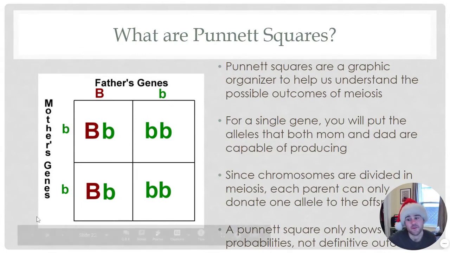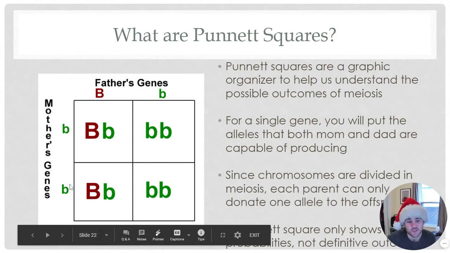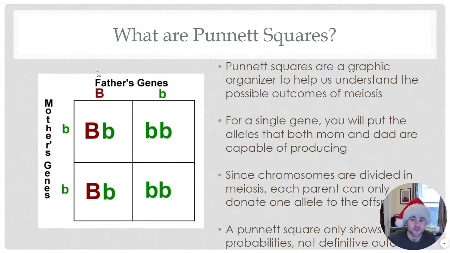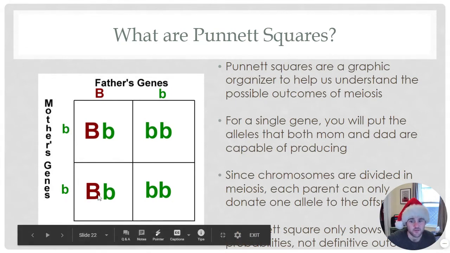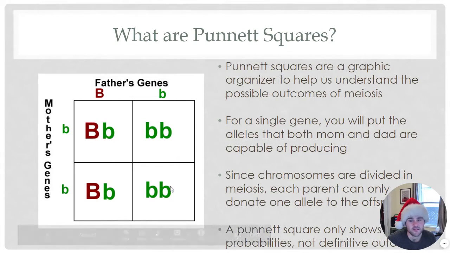Mom, it's either going to have one little b or one little b, because she's homozygous recessive. She's sending the same either way. So what you do is you drop it down and put it over. Whatever's above it and to the side, just fill that into the box. So a big B from dad, a little b from mom, a little b from dad, a little b from mom.